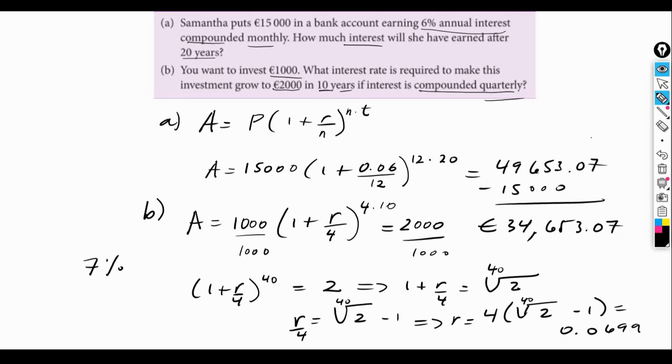Now we can test this in the original formula. So if you go testing it here, to see if it works, you would say 1,000 times 1 plus 7%. Remember that it has to be in this form, 0.07 divided by 4, and this to the power of 40. If you plug that into the calculator, it's going to give you approximately 2,001.60 euros.